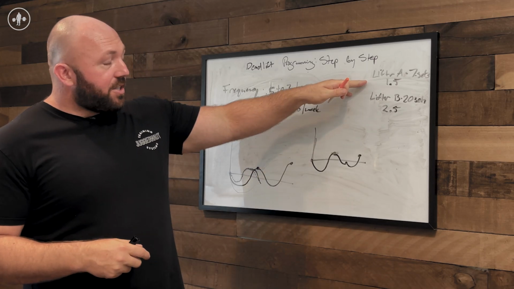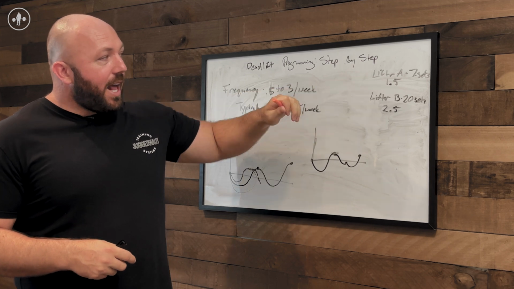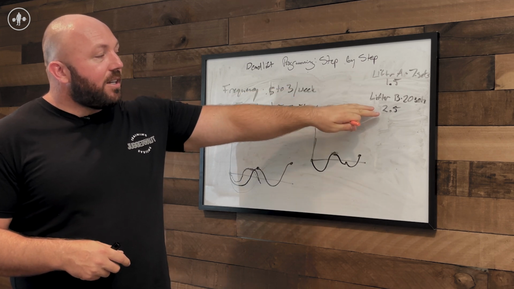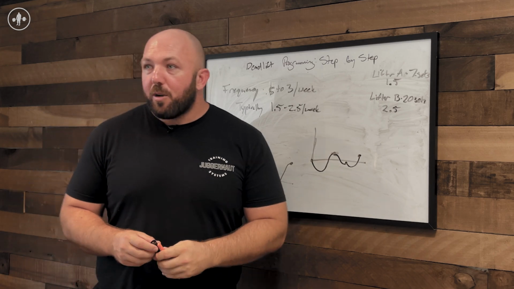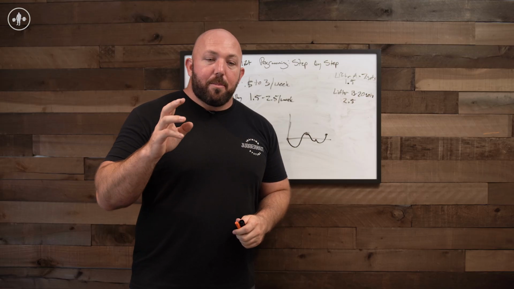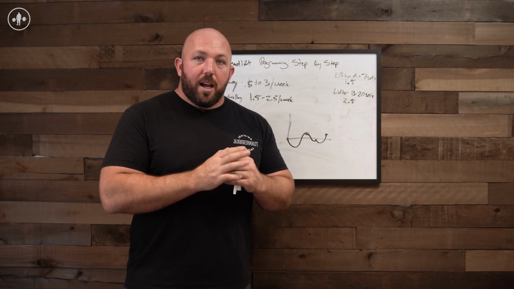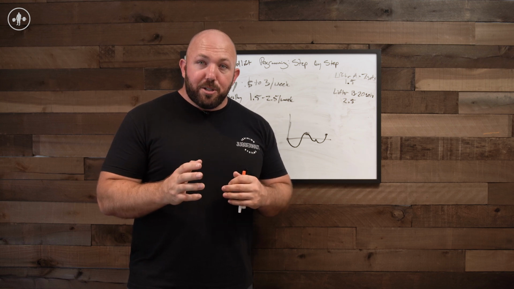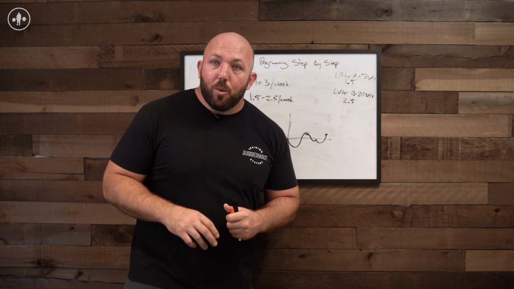So now, sticking with our example, lifter A, 1.5 times per week, lifter B, 2.5 times per week on the frequency. So next we're going to talk a little bit about exercise selection, how we can use that as a fatigue management tool, and then sort of putting the whole week together.